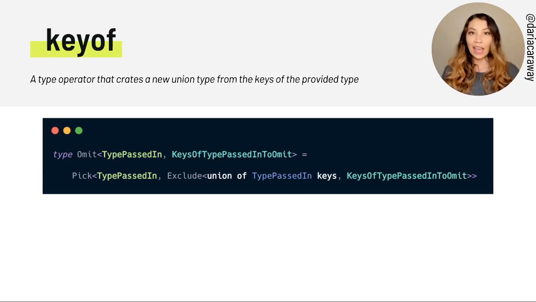So I've updated the K passed in generic to be keys of type passed in to omit, because that's really what we're going for here. The first generic is a type that we're passing in. The second generic is some keys of that type passed in that we are actually trying to omit with our type. I've also filled in the keys in the exclude statement. I've just changed the first part to be a union of type passed in keys, because that's what we get from the keyof operator.